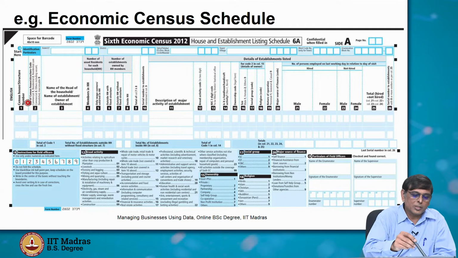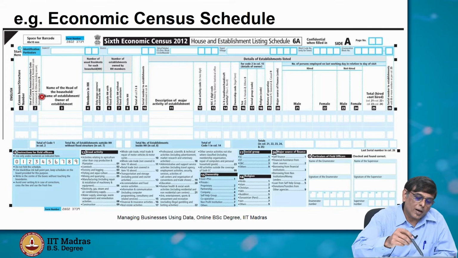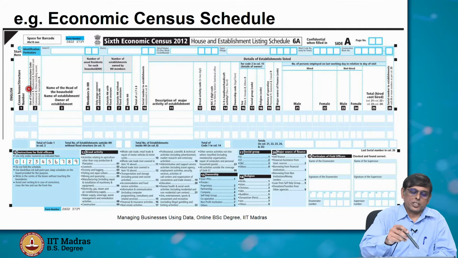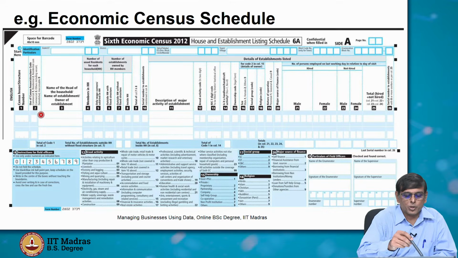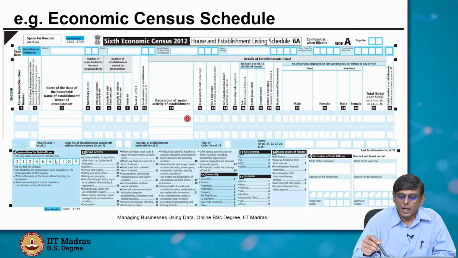Okay, so you can see that it's got the census number for the house, right? Census, remember, covers everybody, so that census number is there. House or structure, it could be a firm, which means there will be a firm. For the firm also there will be a structure, right? And then the name of the establishment's owner, how many members are there, what is the description, what does the establishment do.